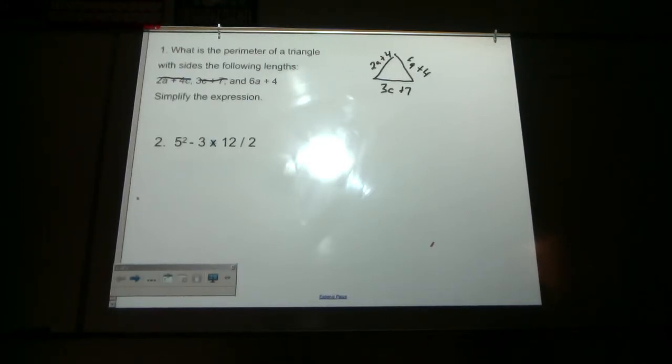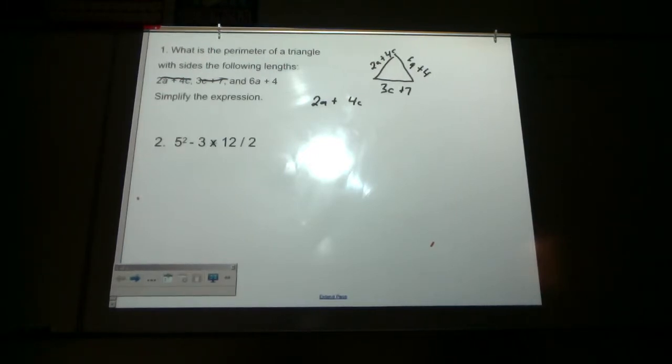Now, I didn't show you this method, but it's just another way to do it. When I'm going to combine all these, I'm going to line them up like we line up place values, so I can compare and add my common terms. So I have 2a plus 4, 4c. Thank you. I better add that.